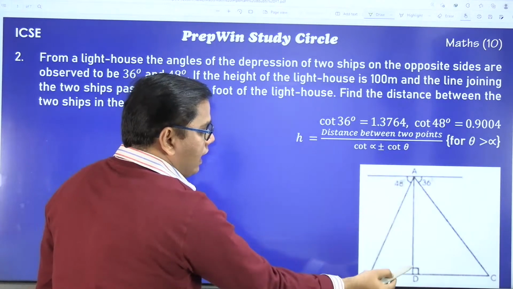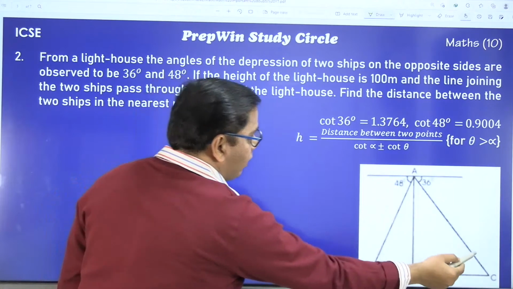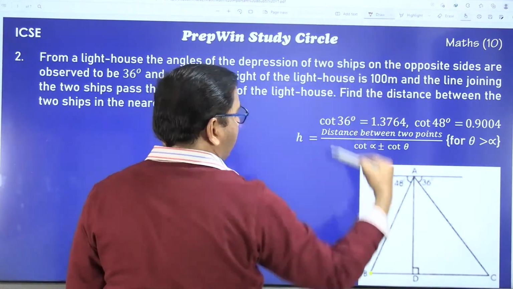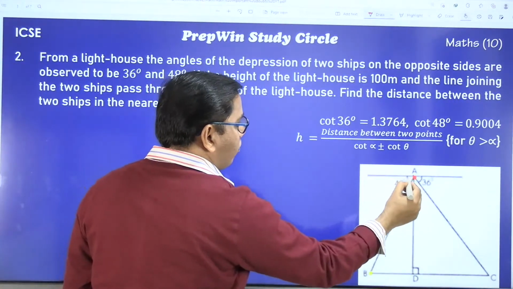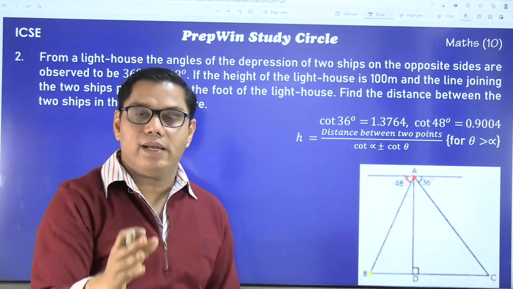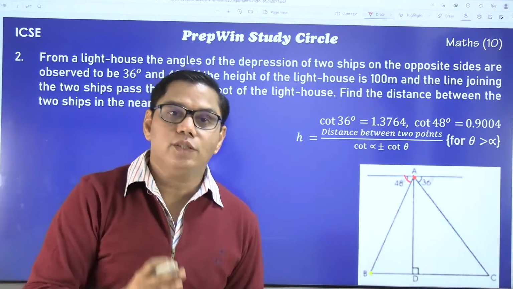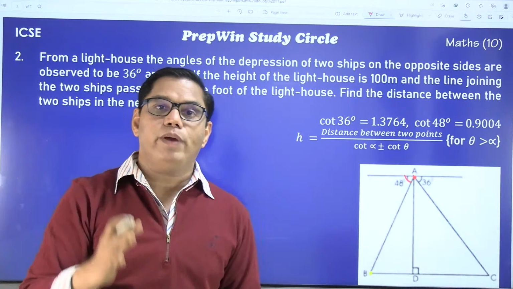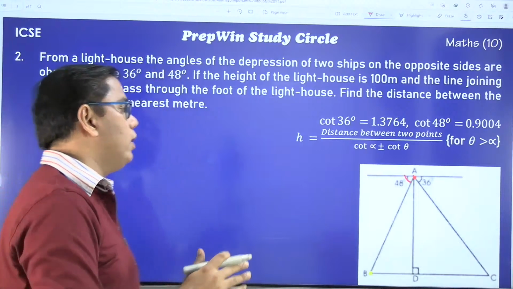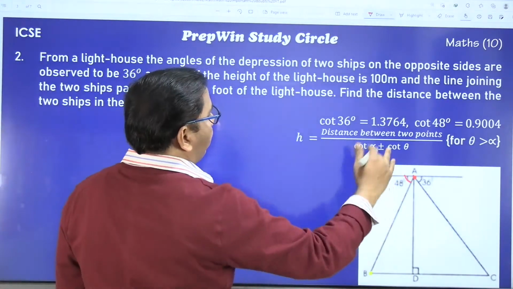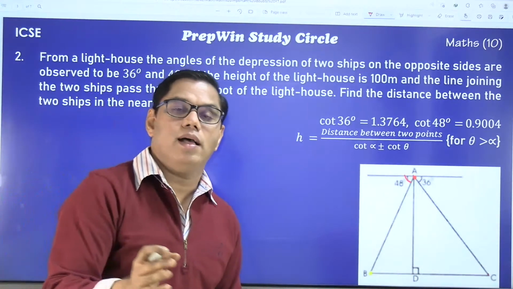Suppose our tower is AD, so one ship is on one side, at point B, and the other ship is at point C on the opposite side. When a person looks at ship B, the angle of depression is 48 degree. Please keep in mind that this 48 degree is not a standard angle. I repeat, it is not a standard angle, so we have to use a log table to find this angle. And when that person turns and looks at the other ship, the angle of depression is 36 degree. Again, not a standard angle.